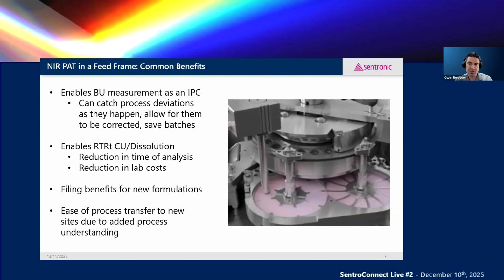Sentronic has quite a bit of experience using this for continuous manufacturing or helping customers deploy this, excuse me, as part of a continuous manufacturing process. And we're seeing some emerging interest in also bringing this technique to batch manufacturing, which is fantastic to hear. Making measurements here can also enable an RTRT approach, particularly for content uniformity or dissolution. And I will say enable here rather than allow you to make it from the NIR alone, because oftentimes, almost always, the NIR data needs to be supplemented by other process information.